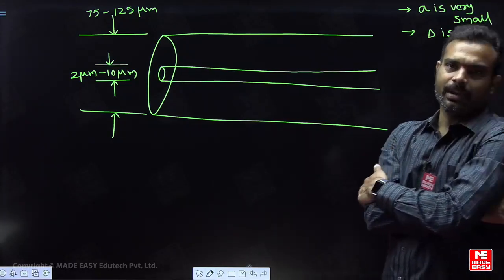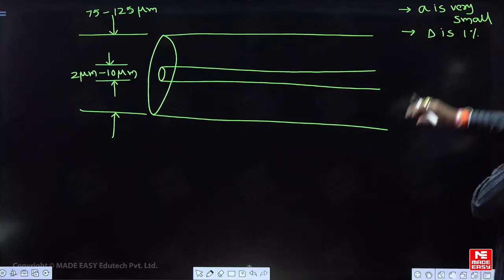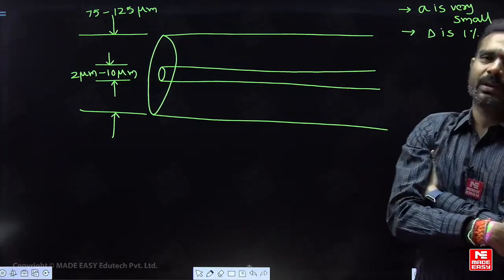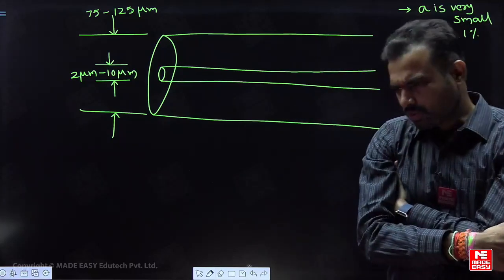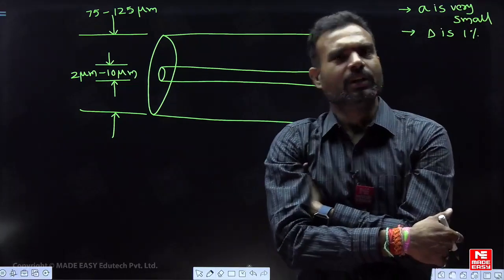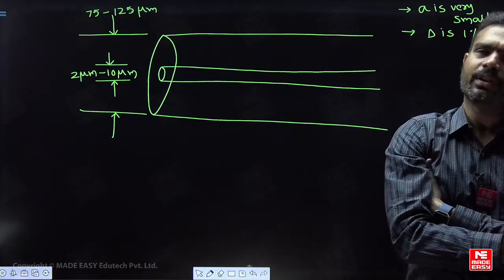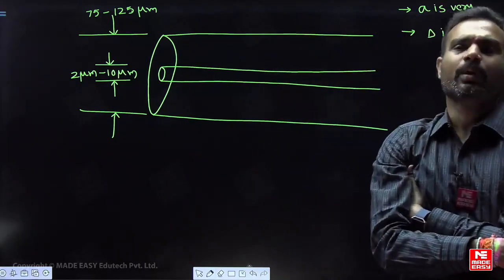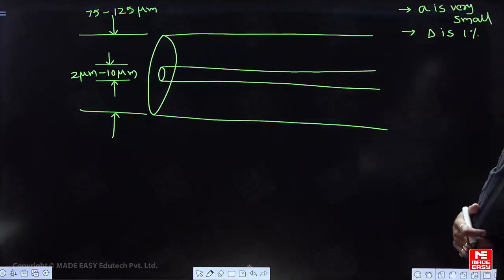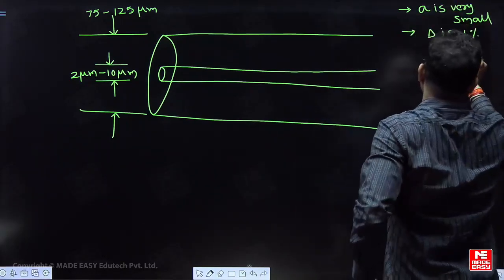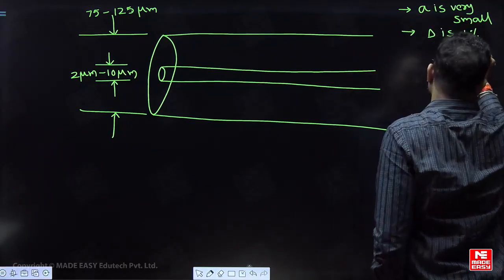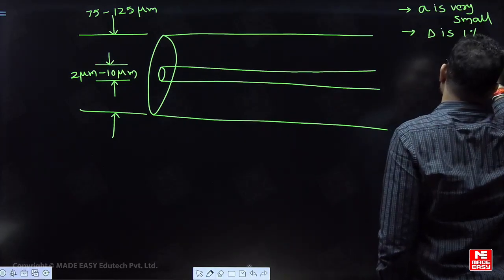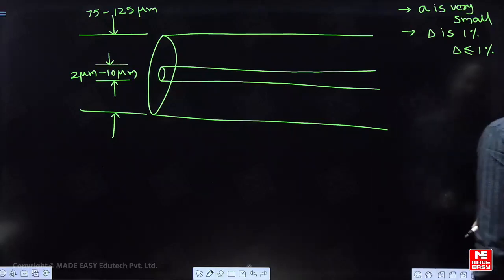Clear? Okay, now see here. All of you please remember these two points. If anybody asks you in the exam what the requirements of a single-mode step-index fiber are, assertion and reasoning questions also may ask you. The first thing is the diameter must be very small, and delta should always be less than or equal to 1%. That is the delta value.